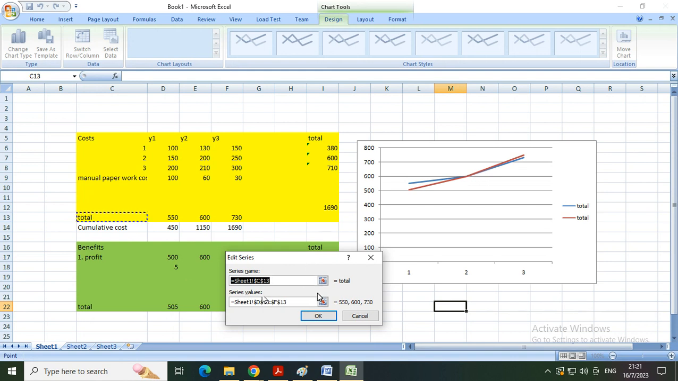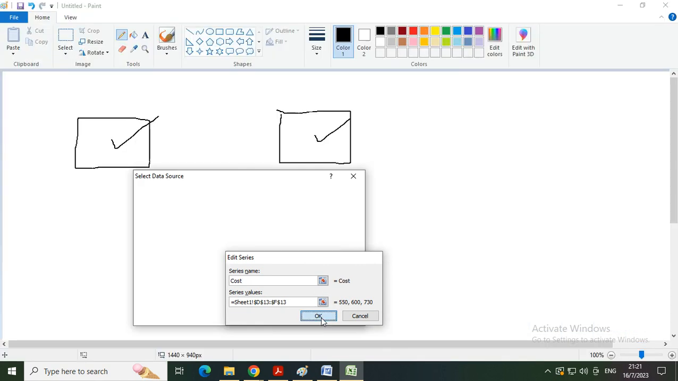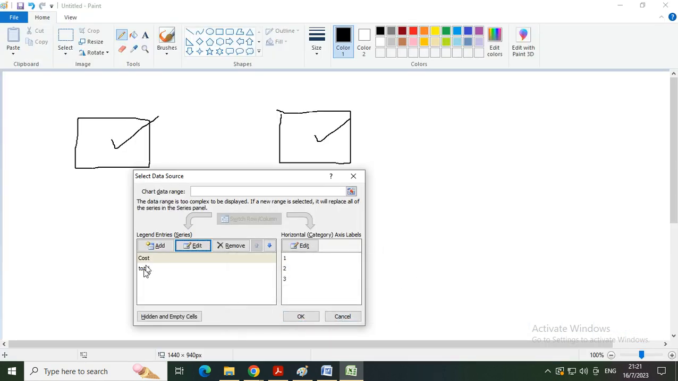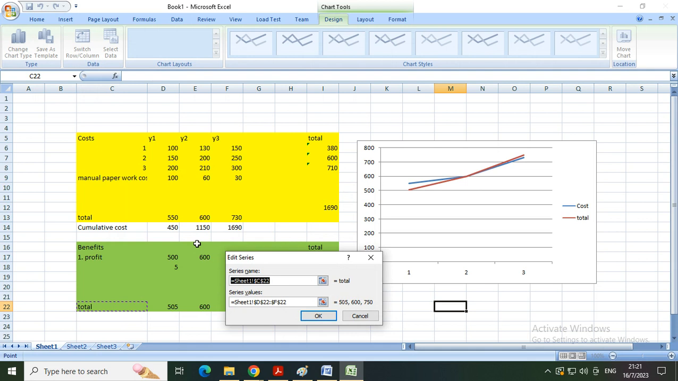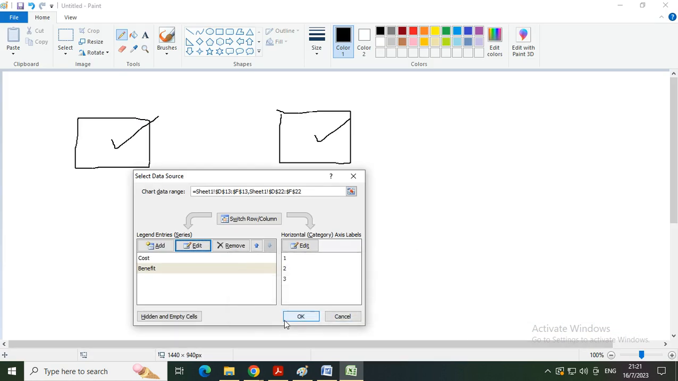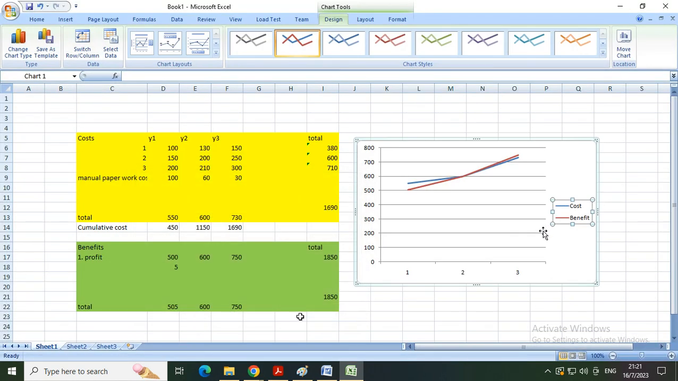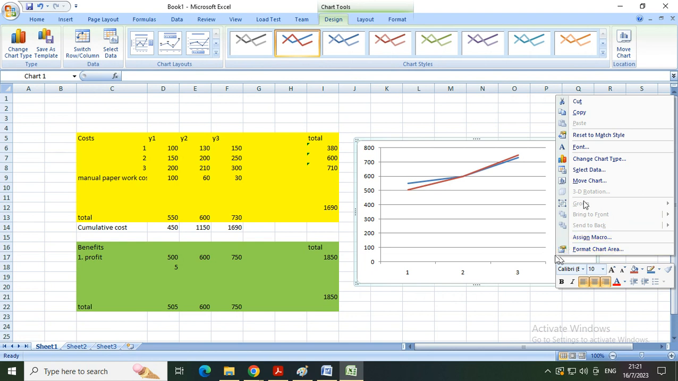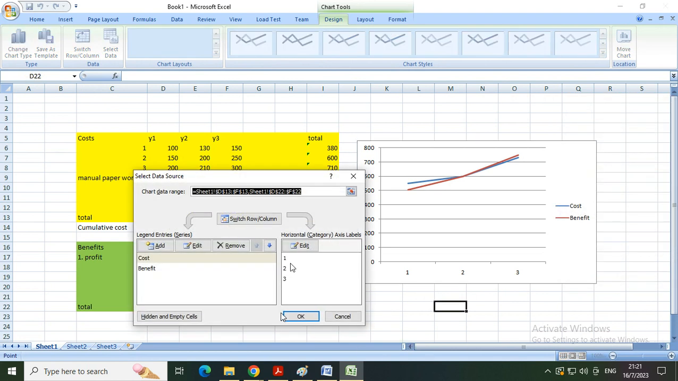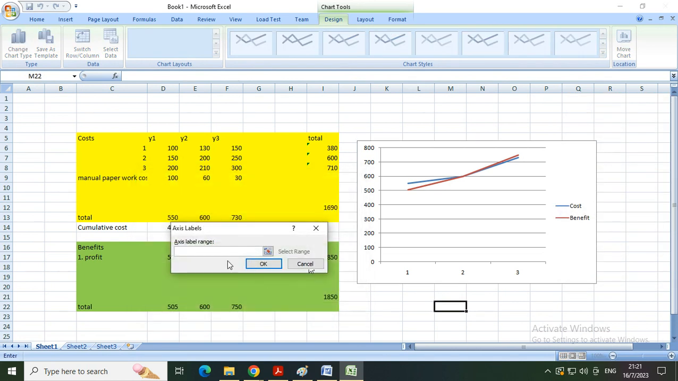So you just write the cost. This is the cost, and this is your benefit. See here, this one, cost and benefit. Now here also you can change this 1, 2, 3. Now what is this 1, 2, 3? You can change the category in the X axis that way.